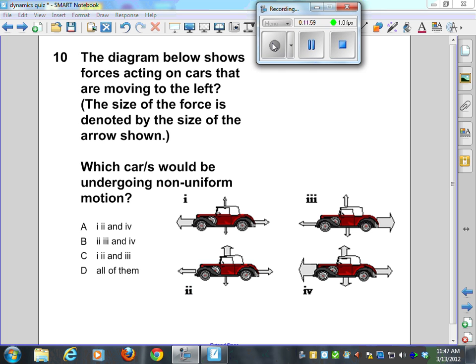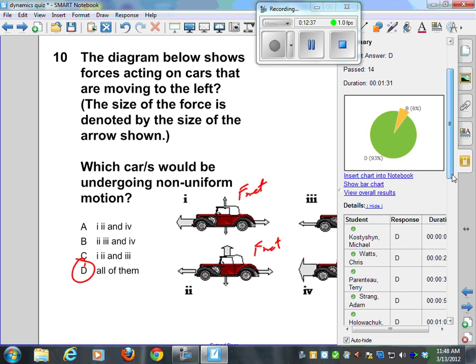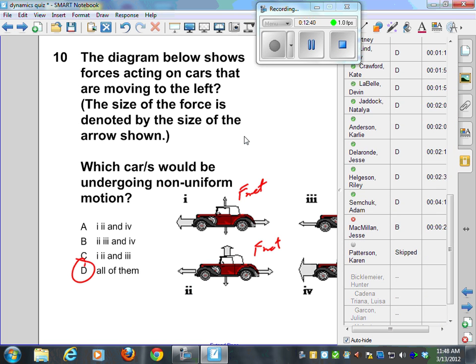Okay, well, let's just see here. For it to be undergoing non-uniform motion, there would have to be a net force. Are these ones balanced? There's a net force there, isn't there? Which means there's an acceleration. Is there a net force here? Yeah, this car has actually got a net force up on that one. It's rising. What about this one here? In fact, all of them have a net force, and so the correct answer is D, all of them.